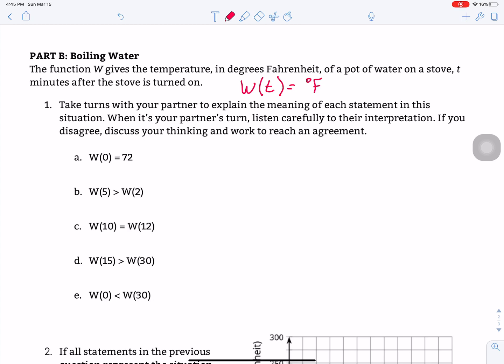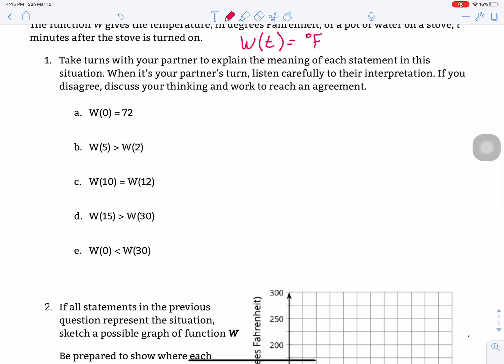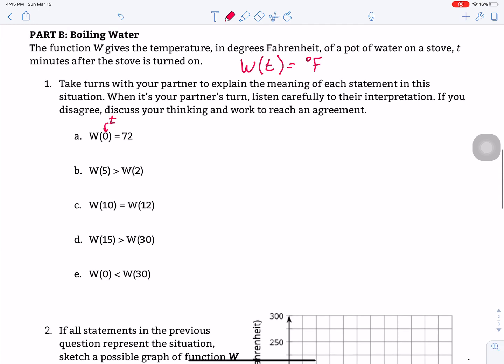Take turns with your partner. So if you are calling a partner, otherwise you are doing this on your own and then submitting it in. I know that whatever's in here is standing for T, which is looking at number of minutes. And I know that this is going to be degrees Fahrenheit. So this would tell me if T is 0, that's our starting temperature, which is equal to 72 degrees. And then you would kind of write those up.